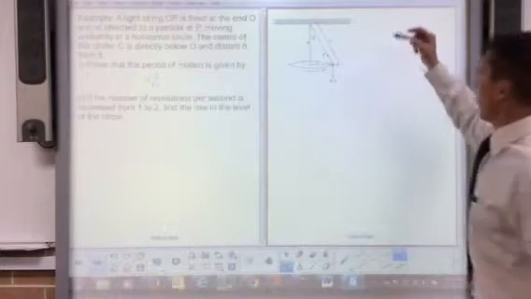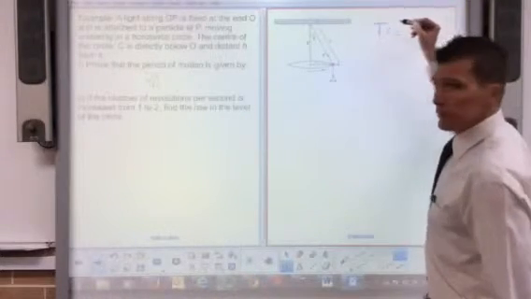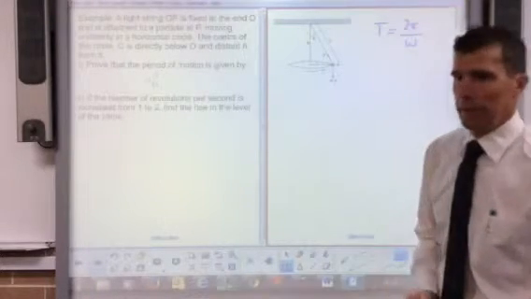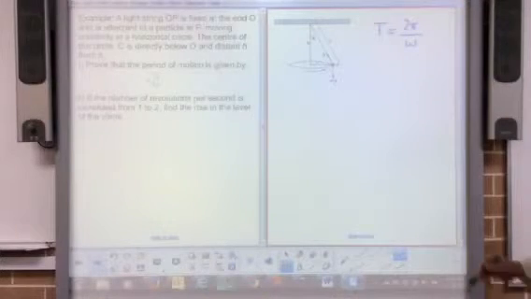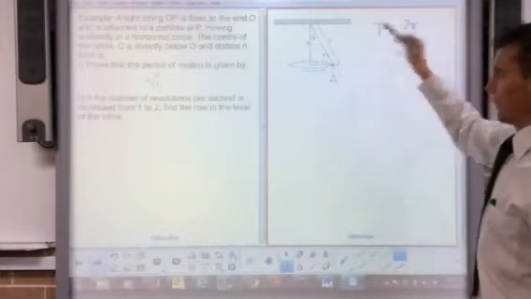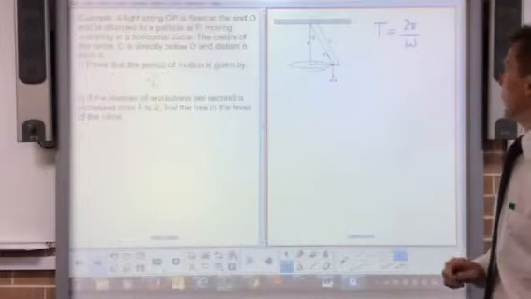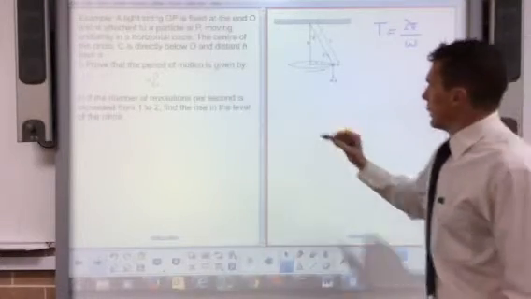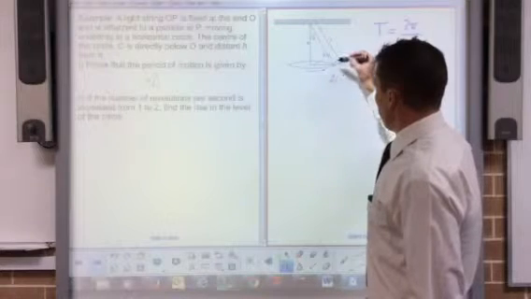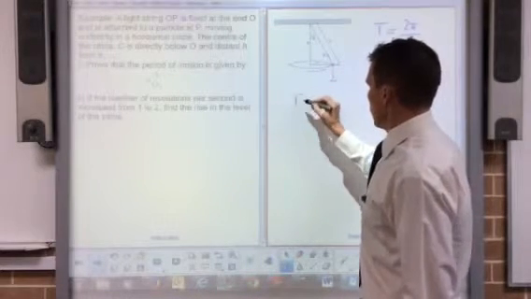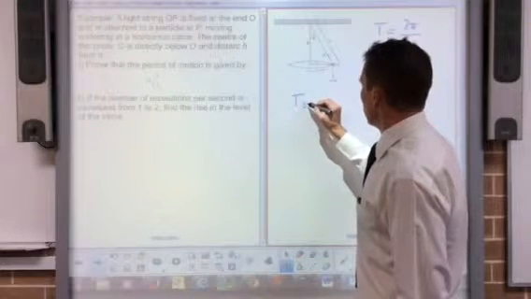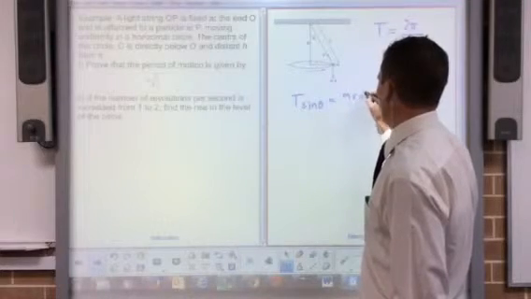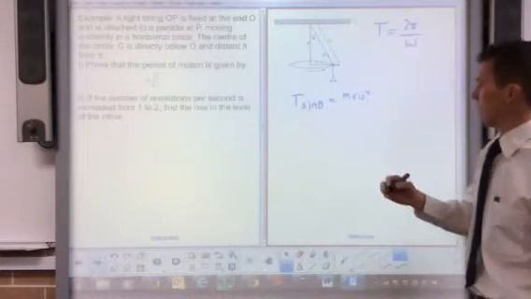And remember, what's the formula for period? 2 pi on omega, the angular velocity. So basically, we need to find out what omega is to be able to find out what the period of the motion is. Okay, so we'll start off with our two equations. So we've got horizontally that T sine theta is equal to mv squared on r, or mr omega squared. They're both the same expression, yeah?